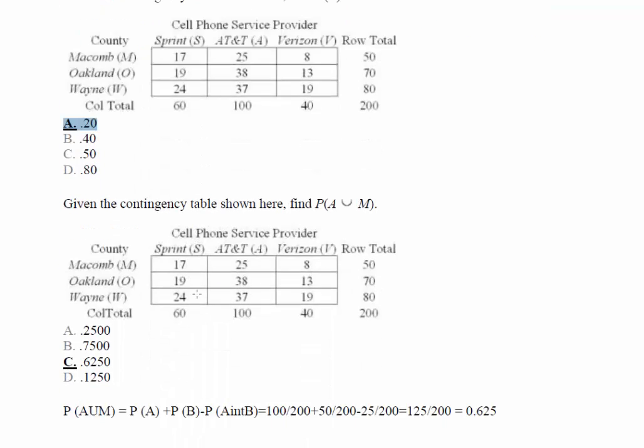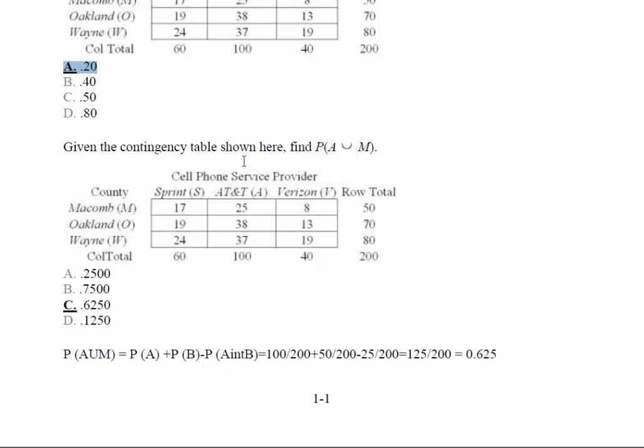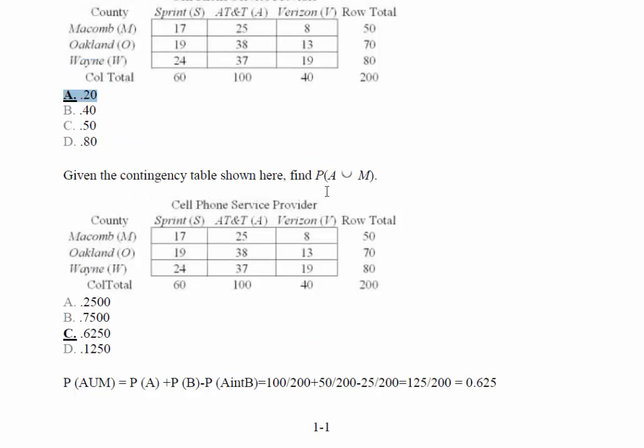Next question. Given the contingency table shown here, the same table, let's find P(A ∪ M). If you recall, that symbol is the union. So what's the probability of the union of event A and M? Event A is that someone is using AT&T. M is that someone is from Macomb County. The union means the person is using AT&T or is from Macomb County.